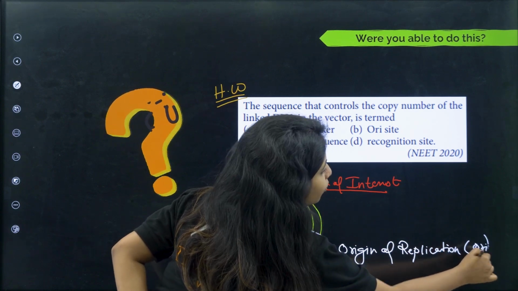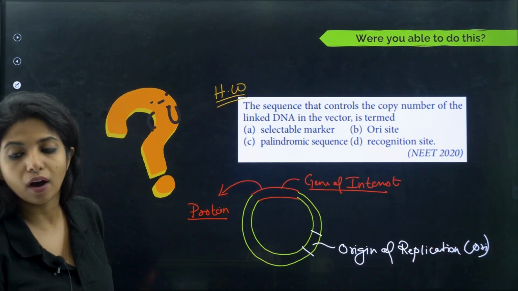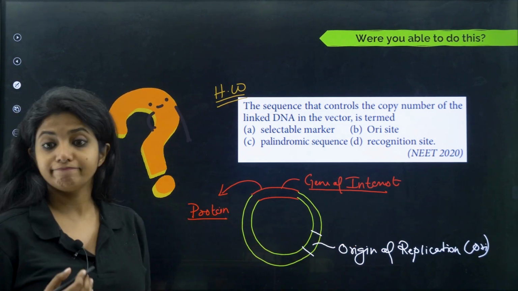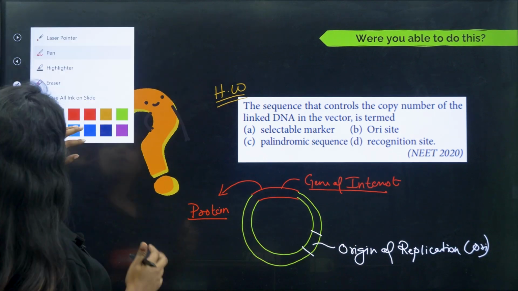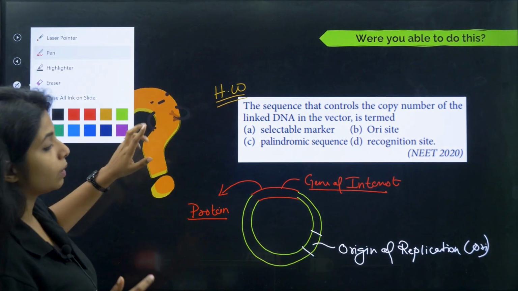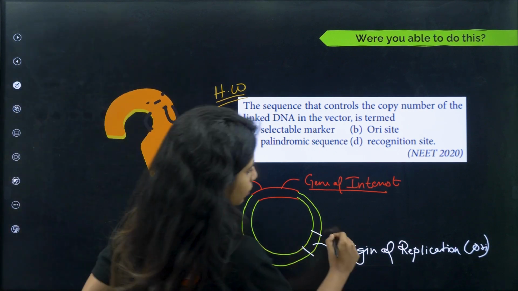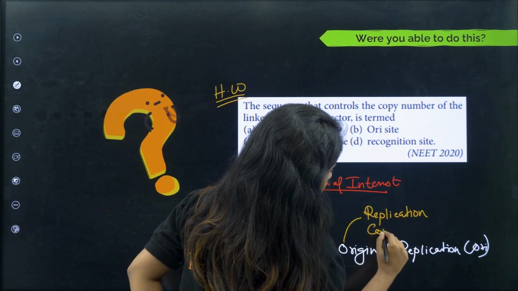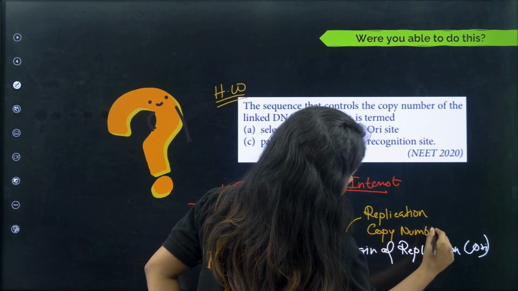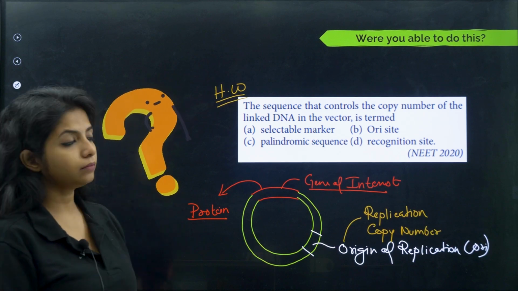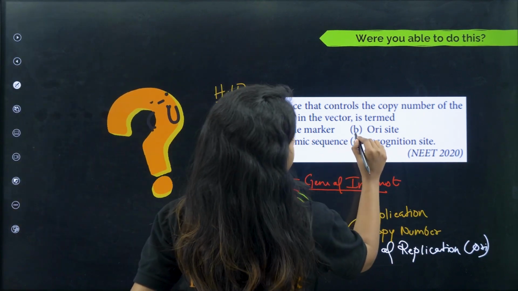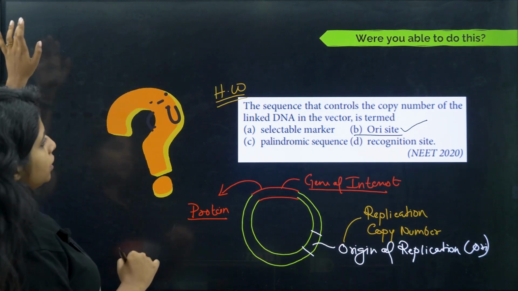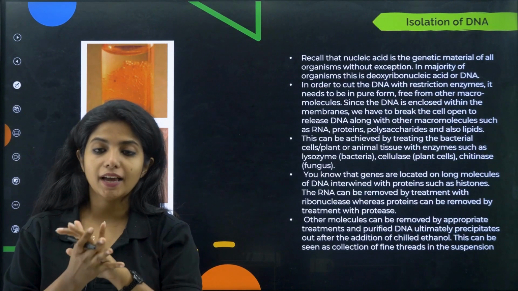With love, I call it ORI, O-R-I. If this site is there, then DNA polymerase can come and attach and undergo replication. If it's not there, then this process won't happen. So the copy numbers are decided by it. Remember always: replication and copy number. ORI decides the replication and the copy number. This becomes the answer. This question came in NEET 2020. Now let's see today's topic, that is isolation of DNA.